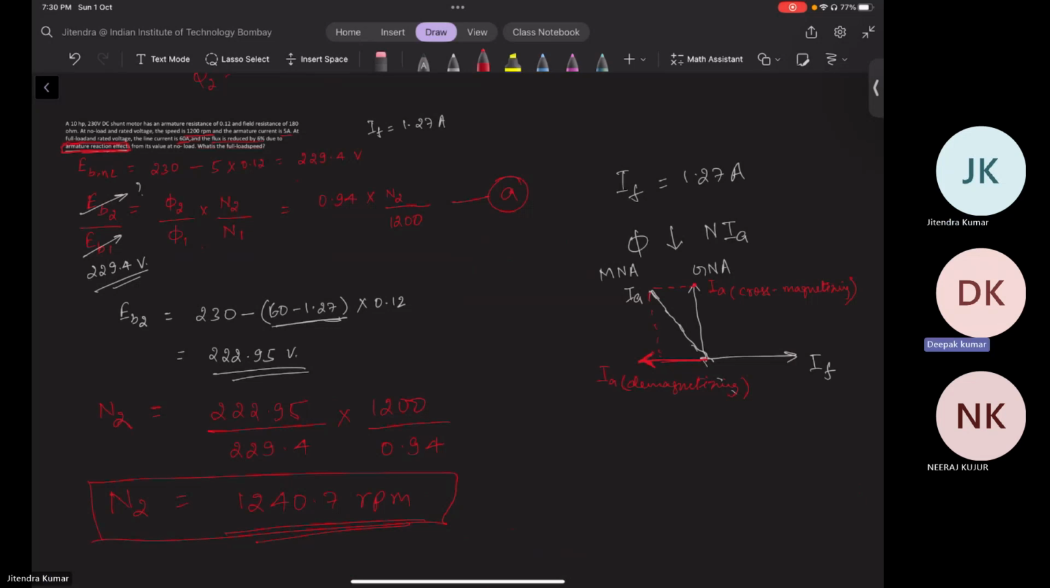Sir, practically, when we apply the load, will the electrical power always be constant, or will it increase? What conditions are you providing? It depends on that.